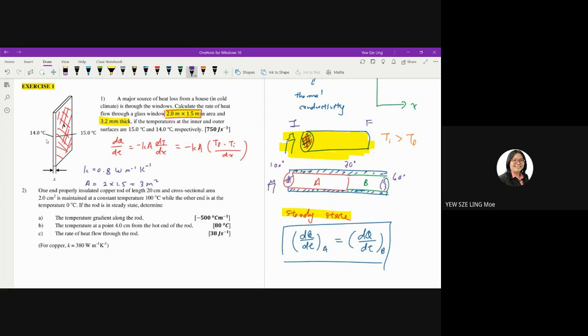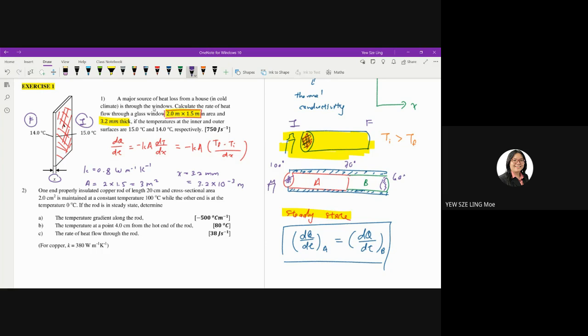And now which one is T final, which one is T initial? If you remember the things that I told you just now, heat is always flowing from high temperature towards lower temperature, which means 15 degrees C is your initial temperature and 14 degrees C is your final temperature. All right? And then the dx is the distance traveled by the heat, which is the thickness. Okay, so the thickness is 3.2 mm. So we have dx equal to 3.2 mm. Remember to change it into SI unit. So it is equal to 3.2 times 10 to the power of negative 3 meter.